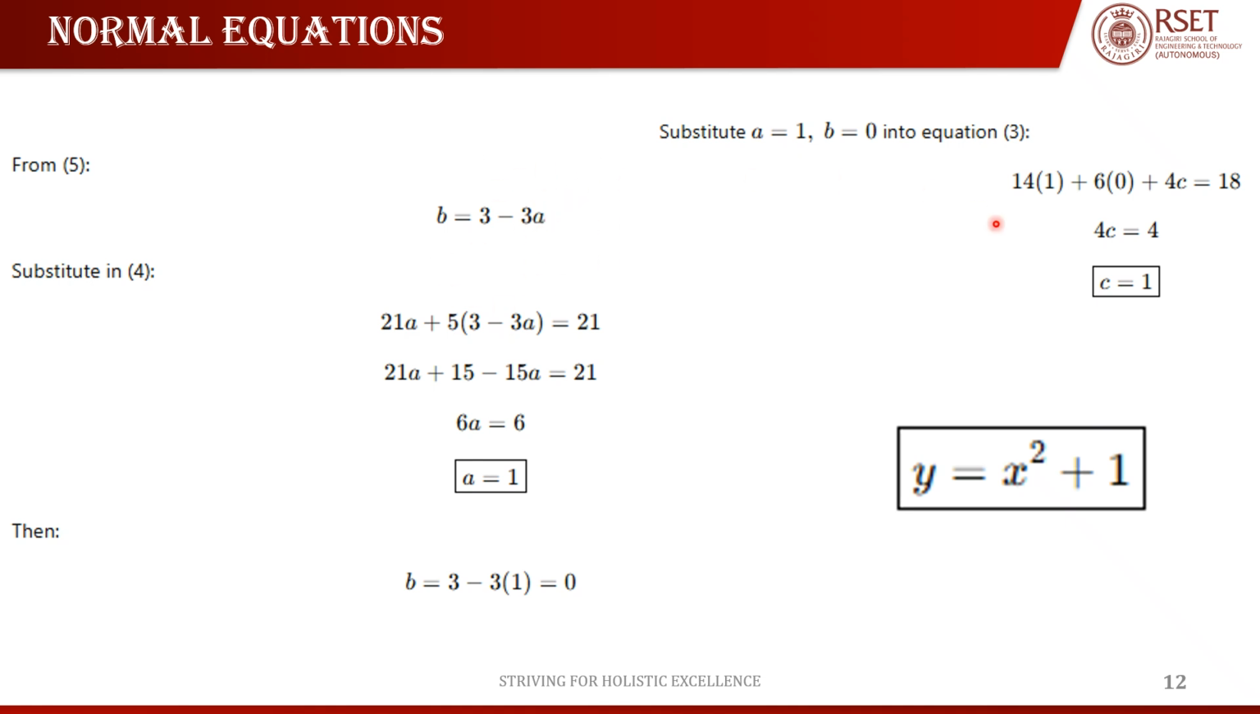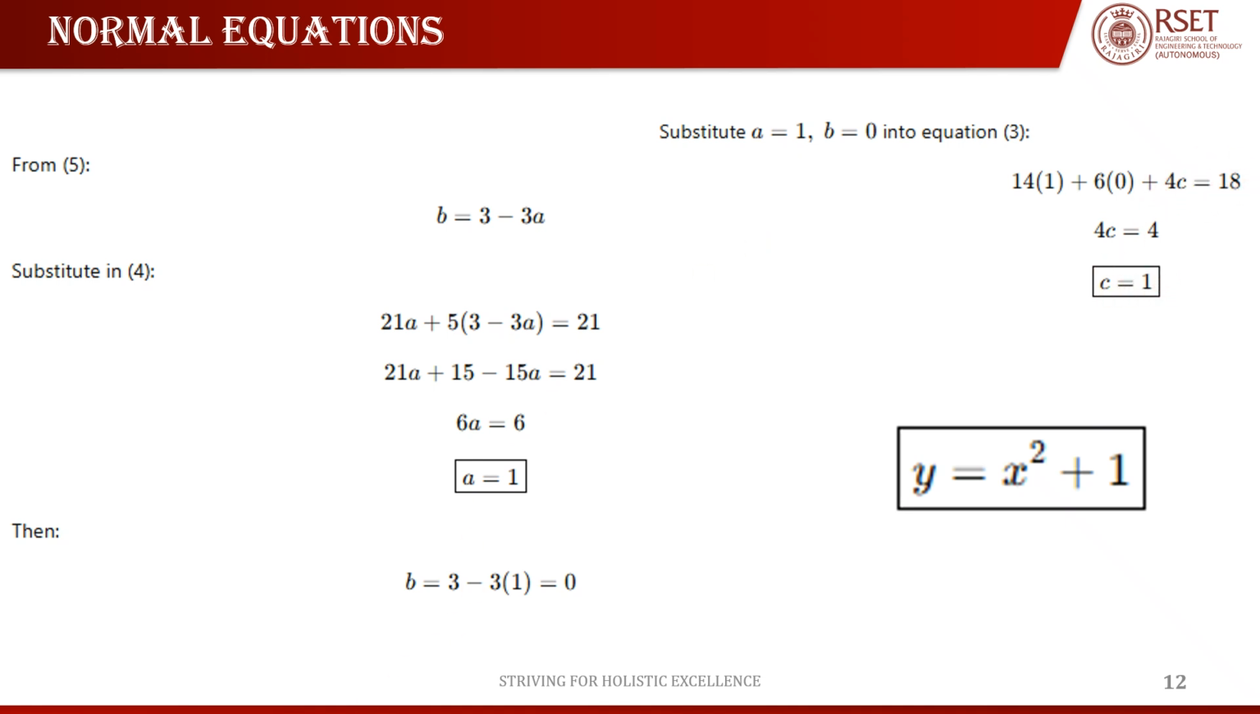Okay, so from there you will be getting the value of a is equal to 1. If a is equal to 1, from this equation substitute a is equal to 1, you will have b is equal to 0. So you got the value of a 1, b 0. And if you have a and b, just to find c, you can substitute in any of the equations. In equation 3, substituting in equation 3, you will be having 14 into 1 plus 6 into 0 plus 4c equal to 80. So from there you have c is equal to 1.